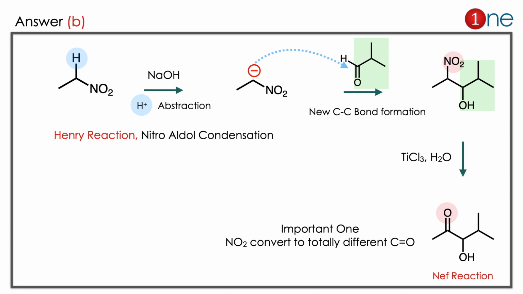The answer is B. Let us see how. The first step is a nitroaldol condensation. You have an acidic hydrogen there. Using the base, proton abstraction will occur, so the anion will be formed, stabilized by the nitro group. Then in the next step you have the aldehyde. The anion attacks the aldehyde. You have a new C-C bond there. Nitro is there, alcohol is there.